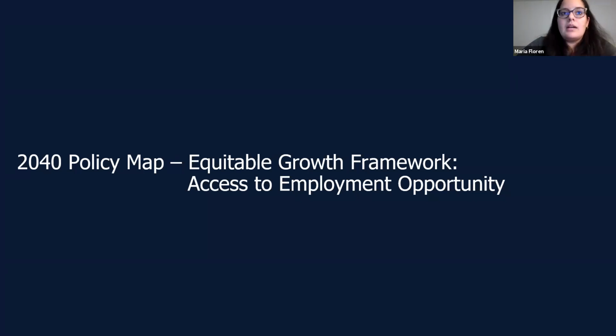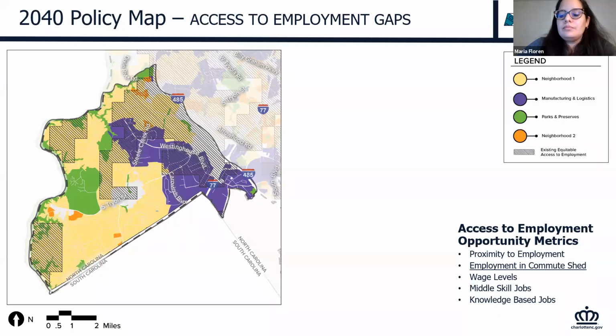So the next thing that we're going to look at is access to employment opportunity policies. And this is the second component of the equitable growth framework. On this map, areas outside of the black diagonal hatches are lacking existing access to employment opportunity. The bullet points on this page are the metrics that were used to better understand where access is currently lacking.